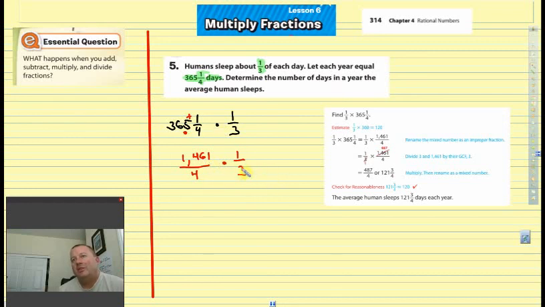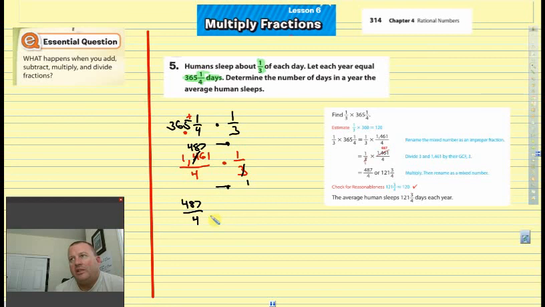3 goes into 3 one time. And 3 goes into 1,461 487 times. Now, if you don't believe me, take out your calculator and put 1,461 divided by 3, and you're going to get 487. Then we multiply. 487 times 1, 4 times 1. Multiply straight across, and you get 487 over 4. Well, of course, we're going to end up with an improper fraction.